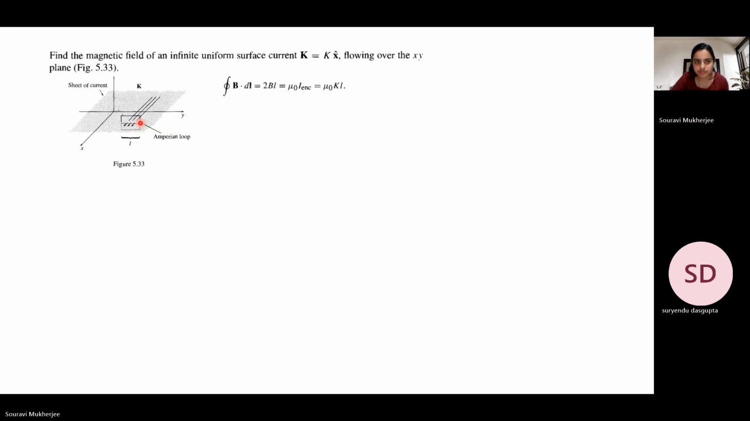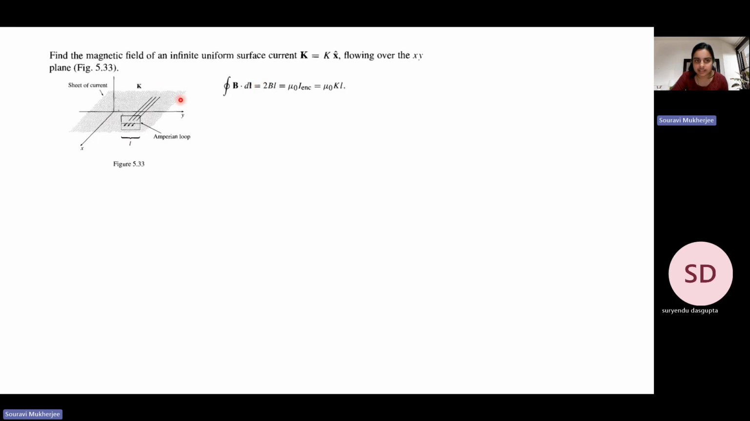So if you take this width to be significantly small, then what is the net current? That is, the current is only along this plane, right? So that means the current enclosed will be given as K into L. Basically, this entire region you can break into small line segments and then do an integration over the length that is given. So the net current enclosed is K into L. So the right hand side is clear. You have the current enclosed in the loop, which is given as mu naught K into L.